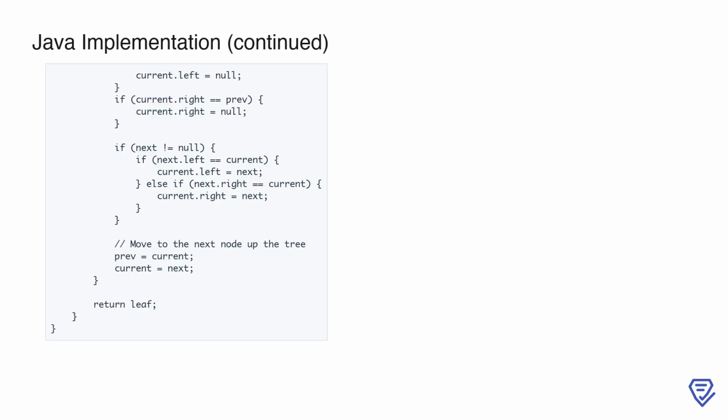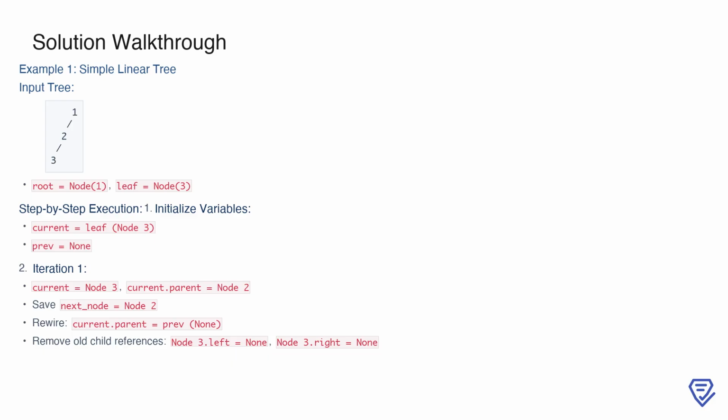the tree. To begin with, we're working with a simple linear tree where each node only has a left child. The input tree consists of 3 nodes, 1 is the root, 2 is its left child, and 3 is the left child of 2. Here, the goal is to make node 3 the new root of the tree. We initialize 2 variables, current, which starts at the leaf node, node 3, and previous, which is set to none initially to track the previous node during the reconfiguration.